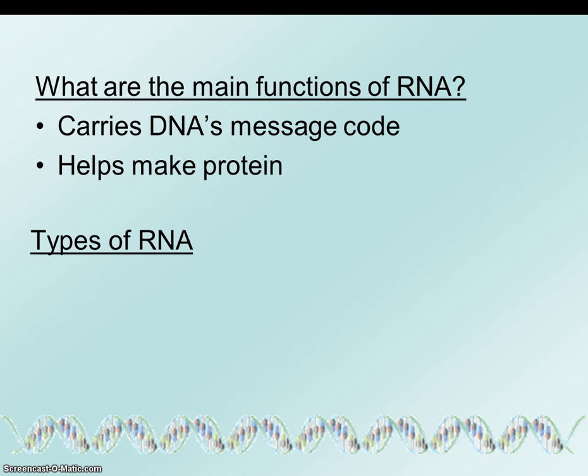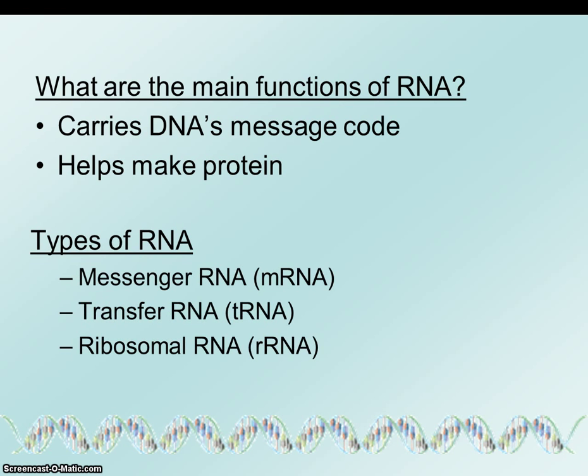There are three different types of RNA. Messenger RNA, as the name implies, is the type of RNA that carries the message from the DNA in the nucleus out into the cell. The transfer RNA is going to transfer things called amino acids, and we'll get into this next unit, that build the protein. It's going to transfer them to the ribosome, and then the ribosomal RNA is the type of RNA found in the ribosome that helps build the protein.